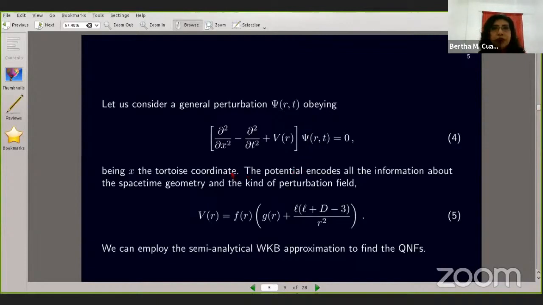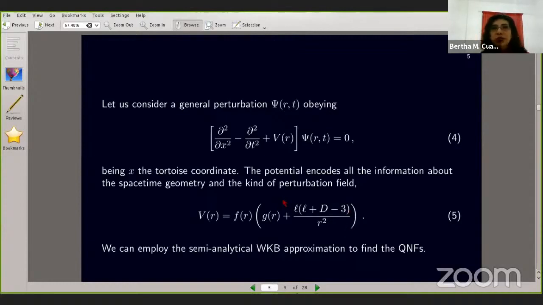So in general, for any kind of perturbation, this potential can be written in this way, where this L is the multipole number associated to the angular momentum of the perturbation. And this is important because the correspondence that we found works for the eikonal limit, so for high multipole number. Now, in order to deal with this kind of potential, due to the shape it has, we can employ the semi-analytical WKB approximation in order to find the quasinormal frequencies corresponding to these perturbations.